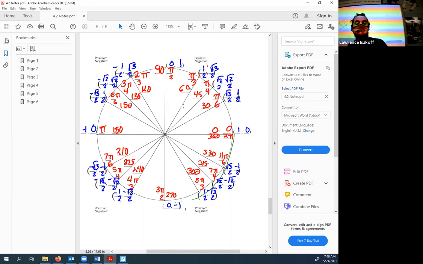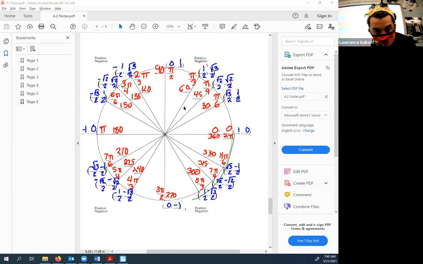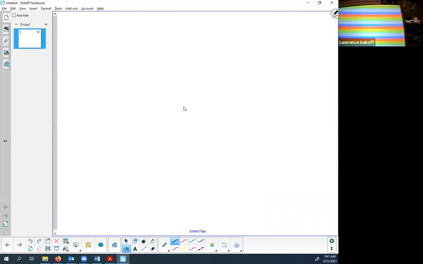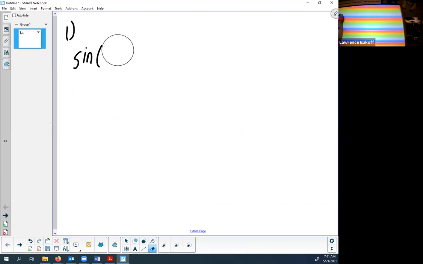And then we're just going to remember, sine is the y value, cosine is the x value, and all that good stuff. So let me get that up in the smart notebook. So this is number 1. I want the sine of 8 pi over 3.